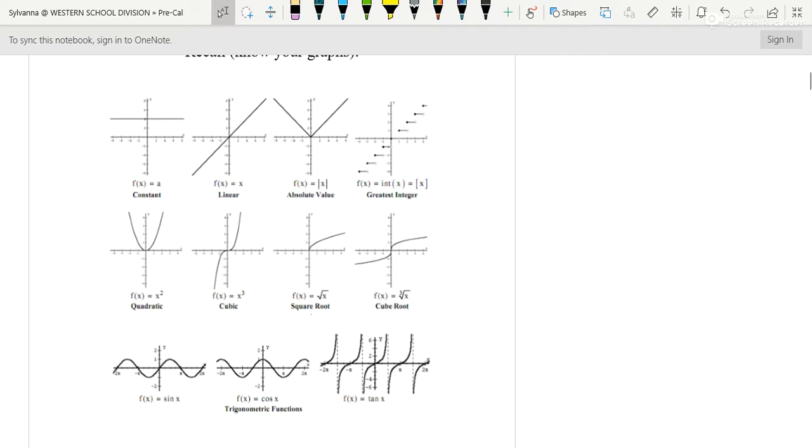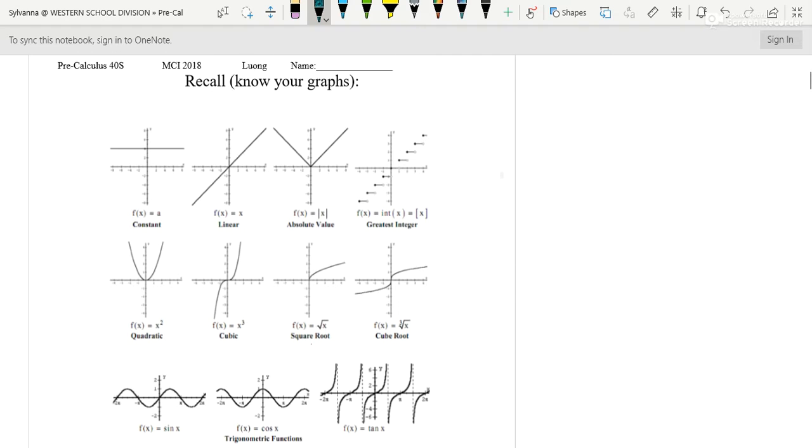There are a couple here that we have done already so far this year, like our constant graph, or linear, or absolute value. Maybe you haven't seen the greatest integer. This one's not that common, but it'll still be nice for you to know what it kind of looks like. The quadratic you've seen last in grade 11, the cubic you've seen this year, the square root, a bit of the cube root, and of course your trig functions.